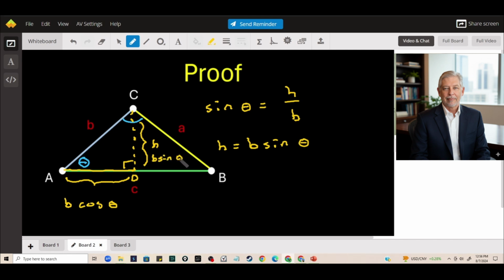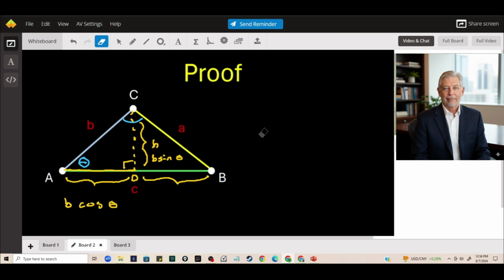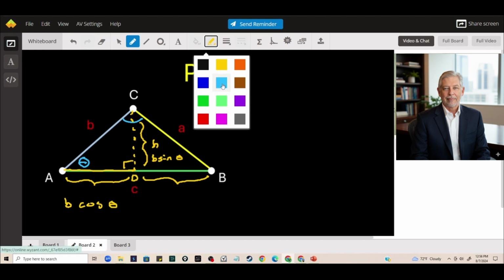Now, how would I find the distance between D and B? How would you come up with that? Pause the video and look at it, and then we'll talk about it. Okay, so the distance between D and B. It's easier than we think if you haven't got it yet.